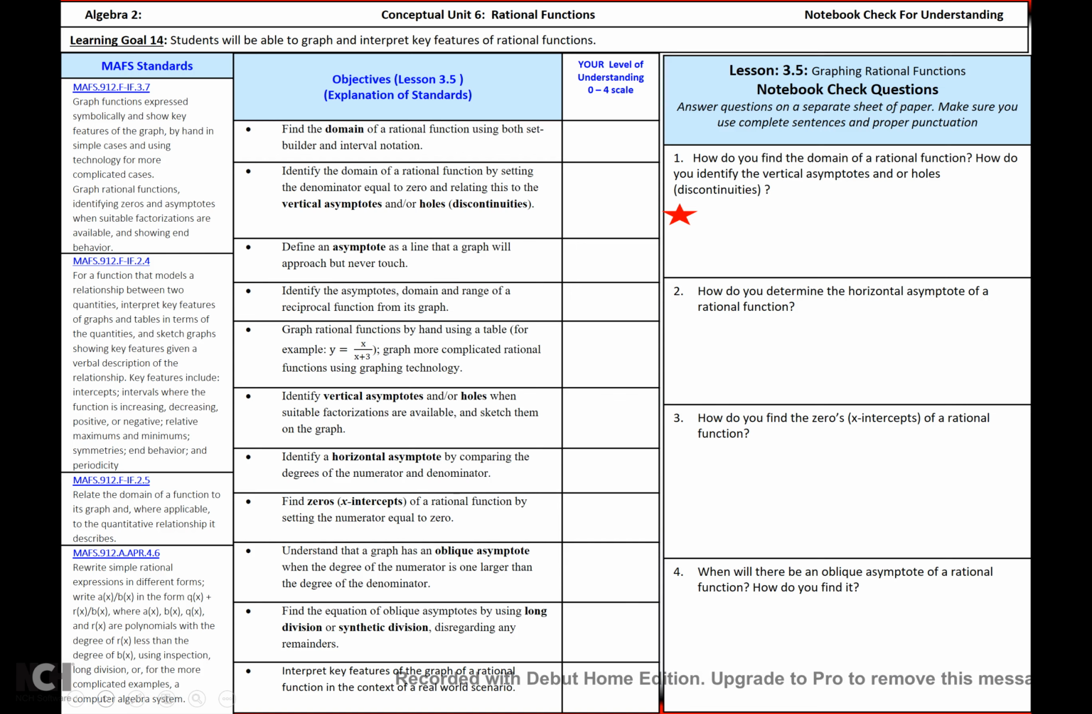Alright, so now how do you identify the vertical asymptotes or holes? Well, you're going to get vertical asymptotes when your denominator equals 0. And you're going to get a hole if the factor cancels.